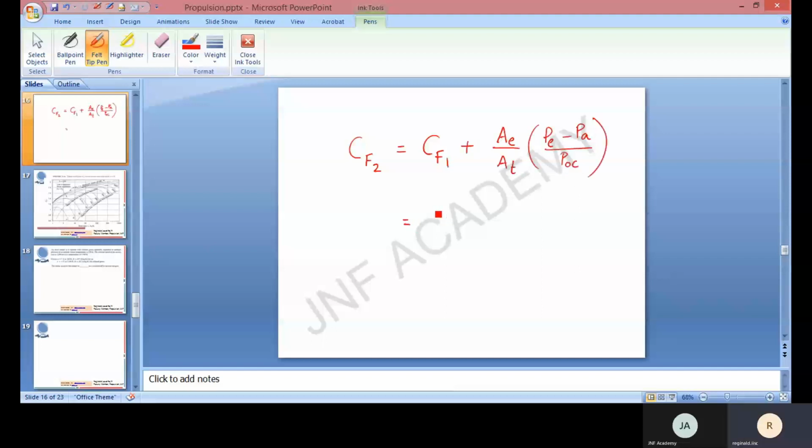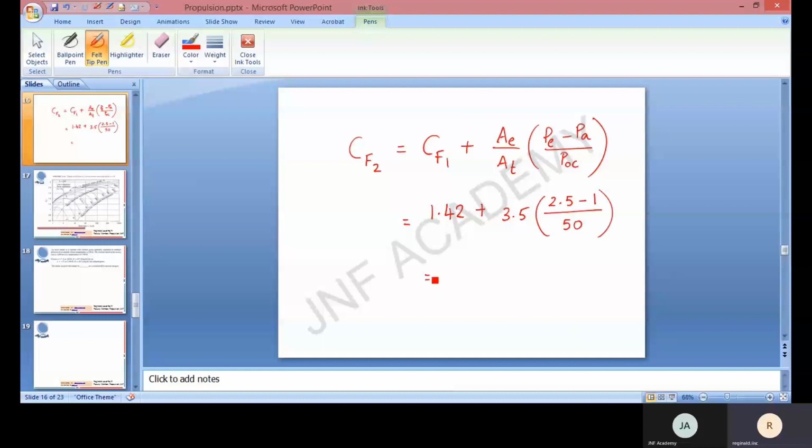In fact, the data are given. CF1, the specific thrust, is given to be 1.42, if I'm right. AE by AT is given to be 3.5. We calculated PE. Remember, 2.5 minus 1, divided by POC. In this case, it's 50 bar.